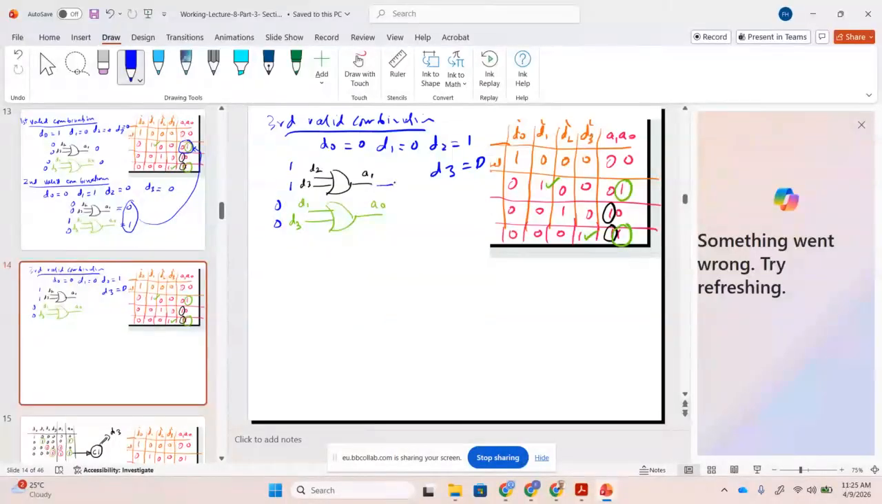What is the output? Can you tell me? A1 is what? 1, and A0 is 0. So can you see the output is 1 0, which is the same thing. And what about the fourth valid combination? Can you tell me?